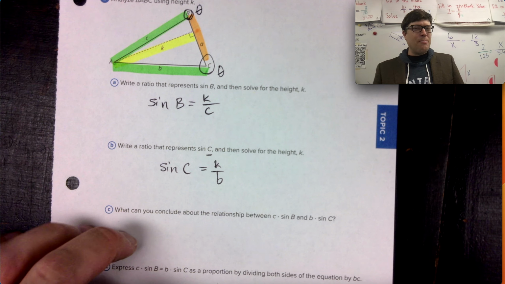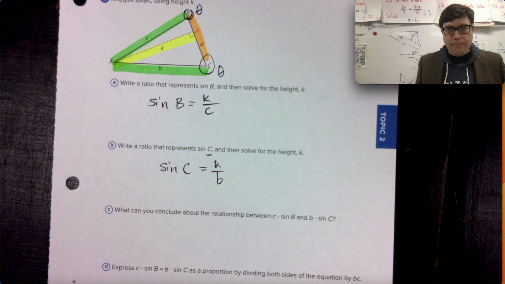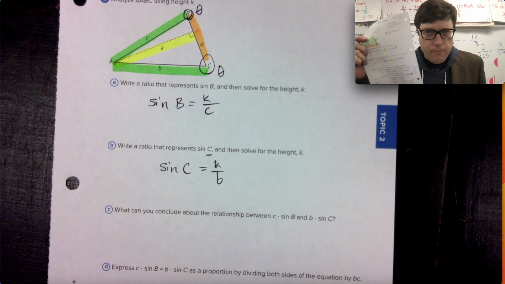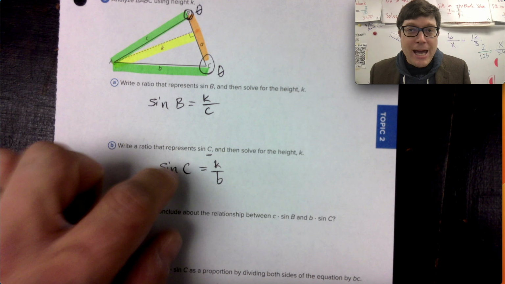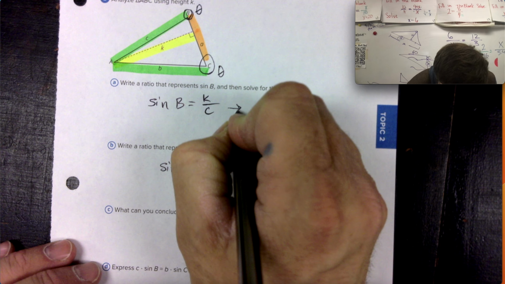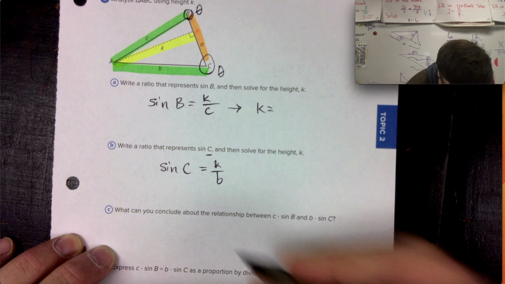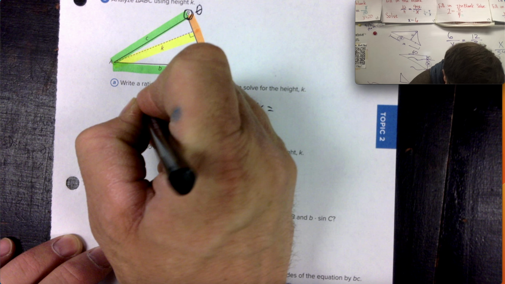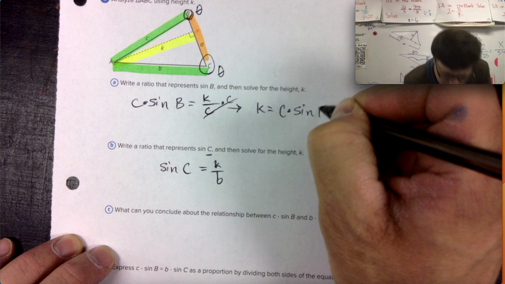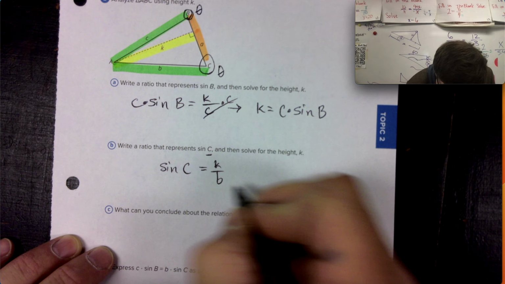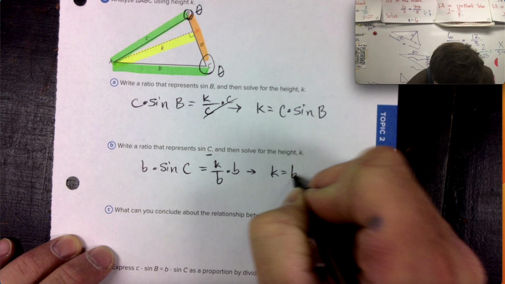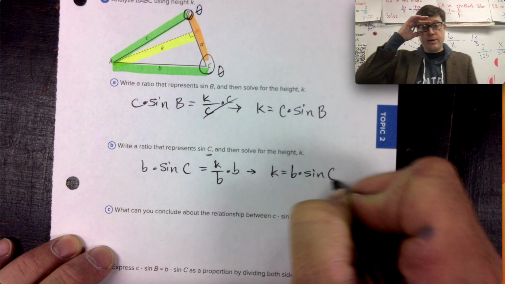Do you see what we did on page 602? If you still have that page next to you, feel free to flip back and look at it. The same argument from page 602 is being made on this page. If we solve for K, multiplying both sides by C, reduce, multiply, K equals C times sine of B. Multiplying both sides by B, K equals B times sine of C.